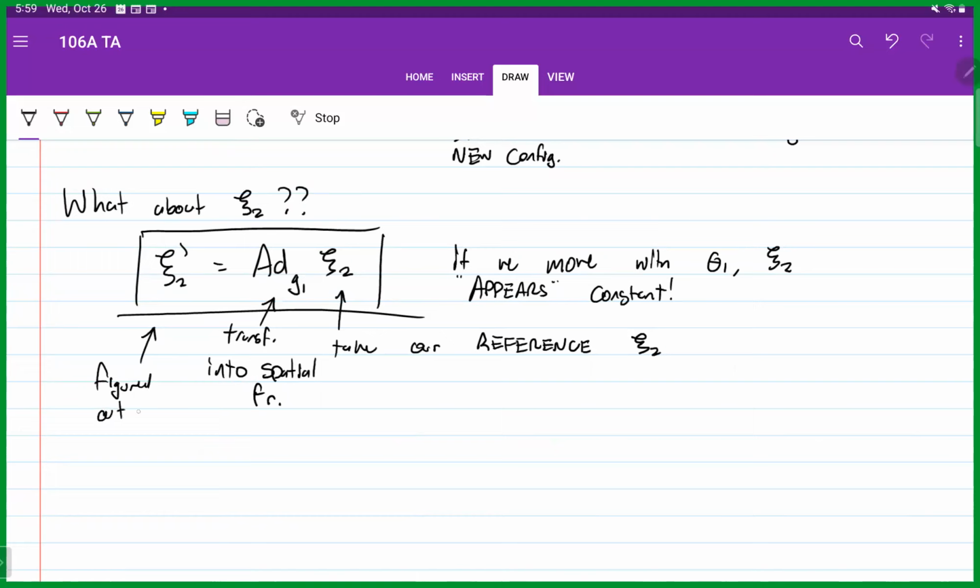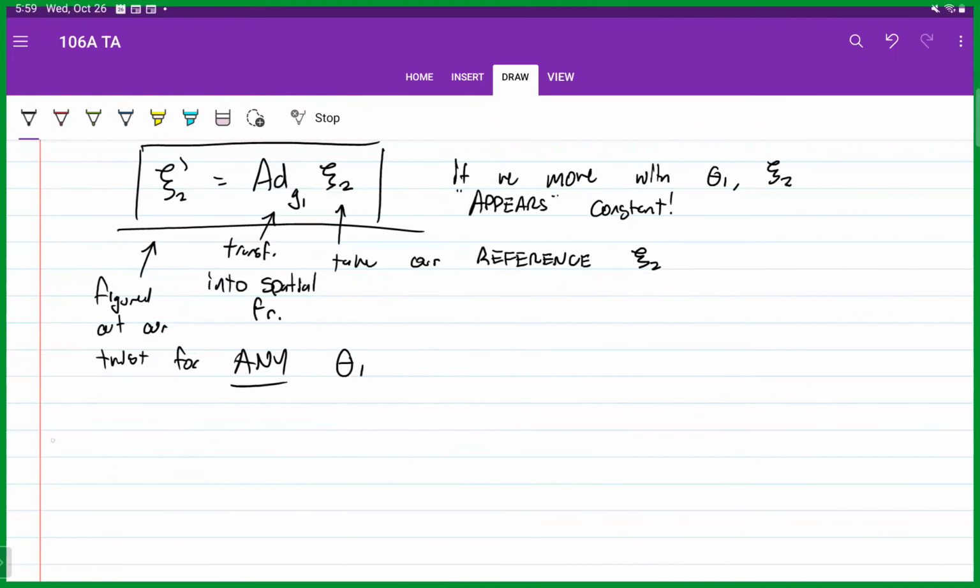Figured out our twist for any value of theta 1, right? It's not going to get affected by those further out joints. We know that it's just going to be theta 1 that's impacting this twist. It's the only joint that came before it. It's the only thing that's going to move. Okay. So now let's move on to our last twist, right?